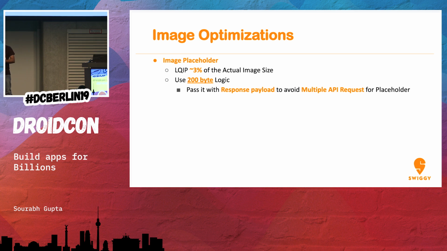With that, you can avoid multiple TCP connections for the placeholder request. So with the response itself, you can pass the image payload. And if it's 200 bytes, let's say you have 10 images in the viewport, you end up downloading only 2 KB of extra response.